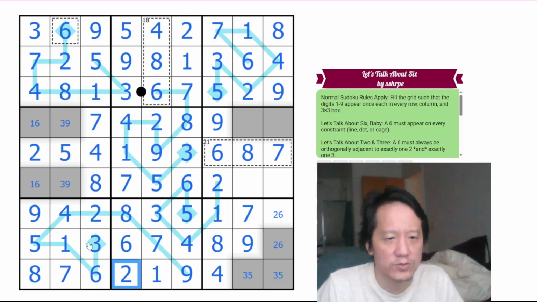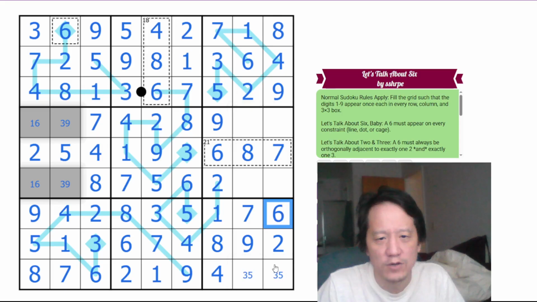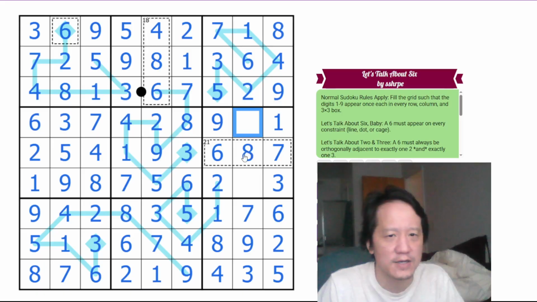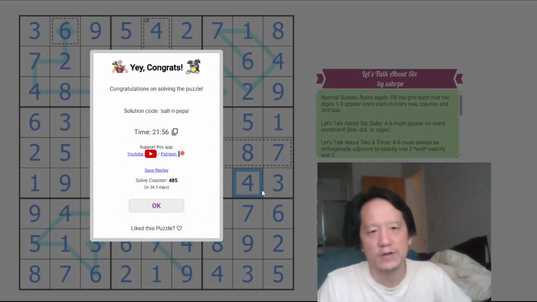This 6 is next to a 3 and a 2. This 6 eliminates 6 here, so this is 2, which makes that 6. The 6 has to be orthogonally adjacent to a 2 and a 3, so this is 3, which makes that 5 and 3. That leaves that as a 1 here, which eliminates 1 here, so this is 6, this is 1. The 6 has to be orthogonally adjacent to 2 and 3, so this is 3, this is 9. We already have a 9 here, so we should have been able to get that. Anyways, what's left is a 5 here and a 4 here.